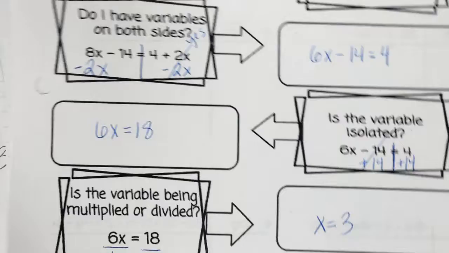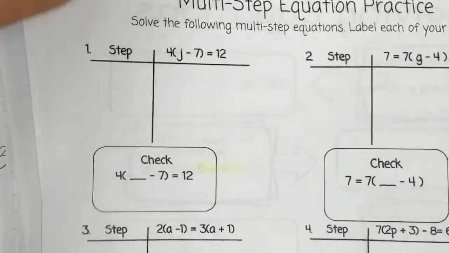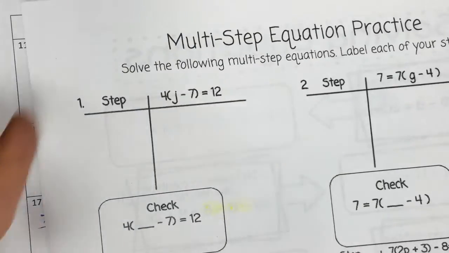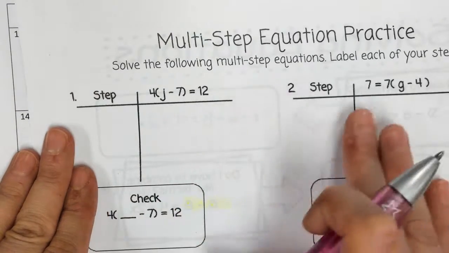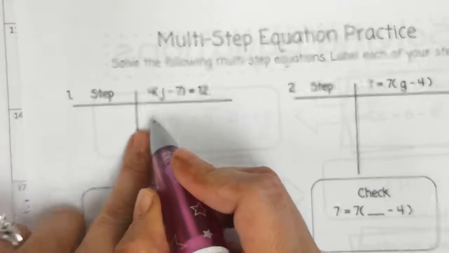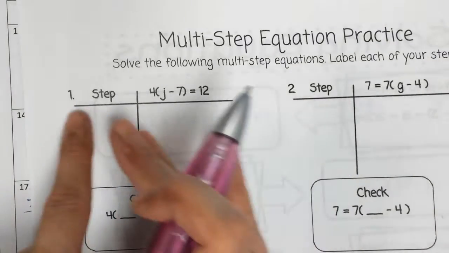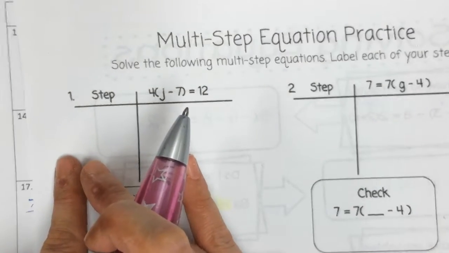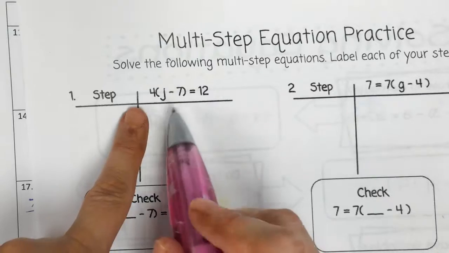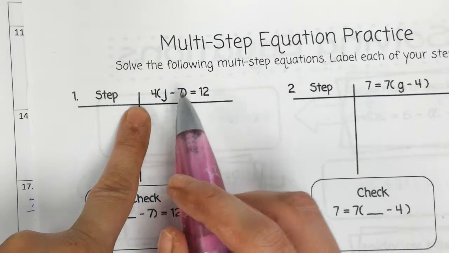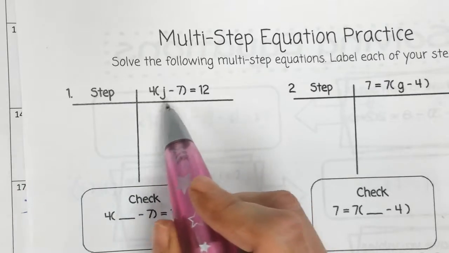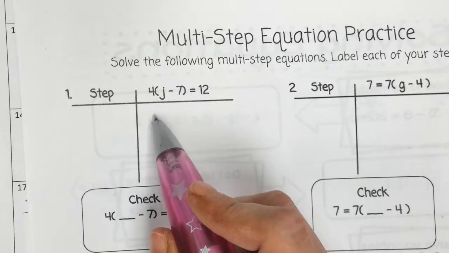Okay, go on the back side. We're not going to do the front yet. Okay, the way that we're going to do these is we're going to work it out on the right side, and then we're going to write what we're doing on the left side. Okay, so in this problem right here, what do I have to do first? Distribute. Okay, anytime I have parentheses, that tells me I have to distribute.